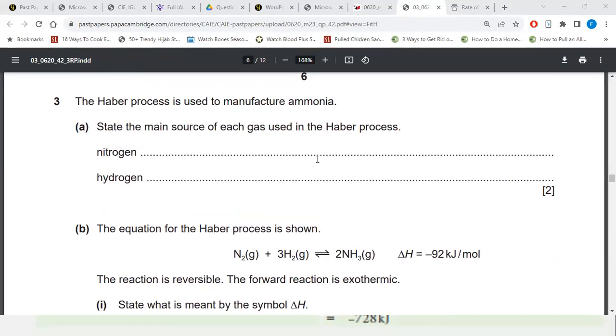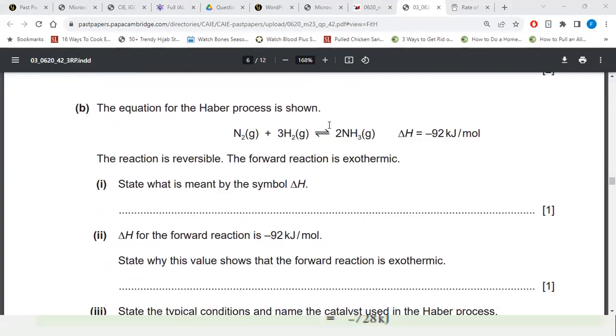So see, this is another question. This is the question about the Haber process, which, inshallah, is another topic. They're saying the equation for the Haber process is shown. The reaction is reversible. The forward reaction is exothermic. And I told you in an exothermic reaction, they would write delta H and give you a negative value. Whenever delta H is written with a minus sign, that means the forward reaction is exothermic. This value is always for the forward reaction.